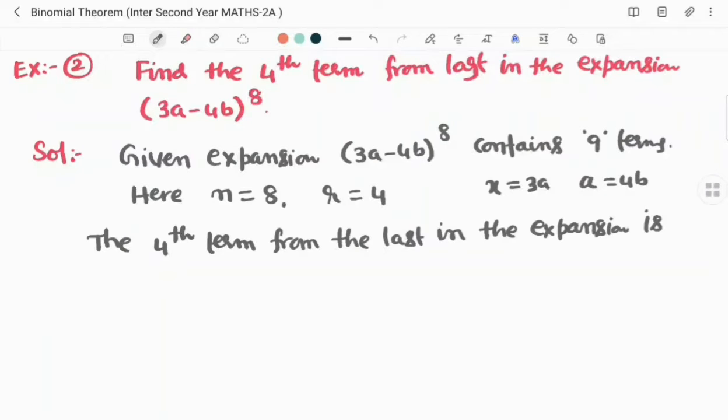Yeah, the next example. Find the fourth term from the last in the expansion (3a minus 4b) whole power 8. First, given expansion (3a minus 4b) whole power 8. It contains 9 terms. Why? Because (x plus a) whole power n contains n plus 1 terms. So here also (3a minus 4b) whole power 8 contains 8 plus 1, 9 terms. So here n is equal to 8.